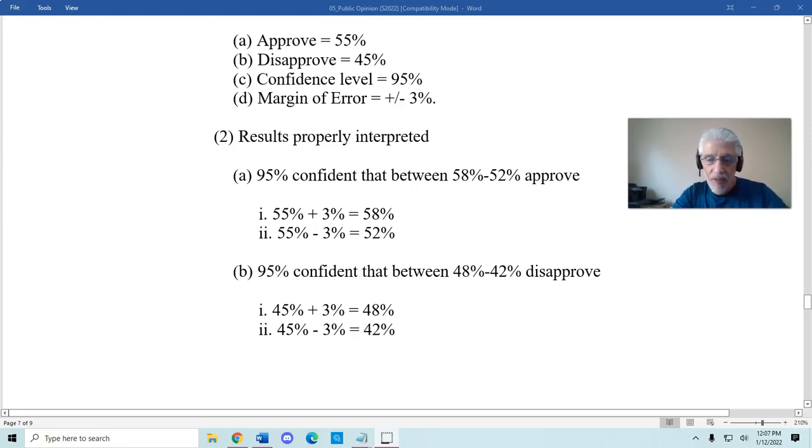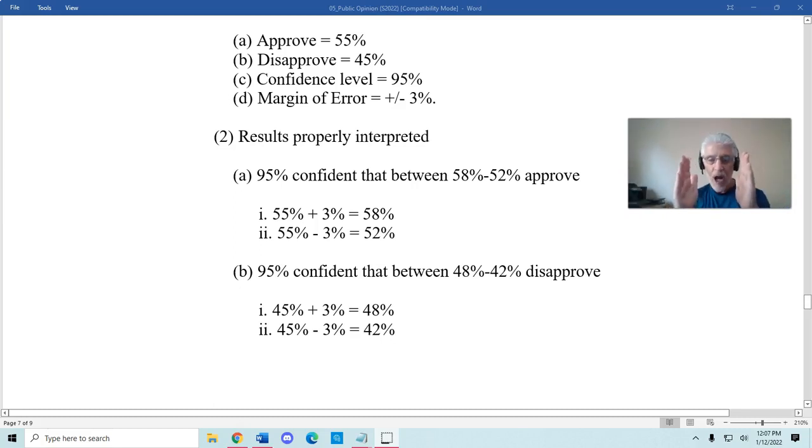Well, how did I come up with 48 and 42? Remember, the percentage that said that they disapproved was 45%. The margin of error is plus or minus 3. 45 plus 3 gives me 48. 45 minus 3 gives me 42. And so that's the range.